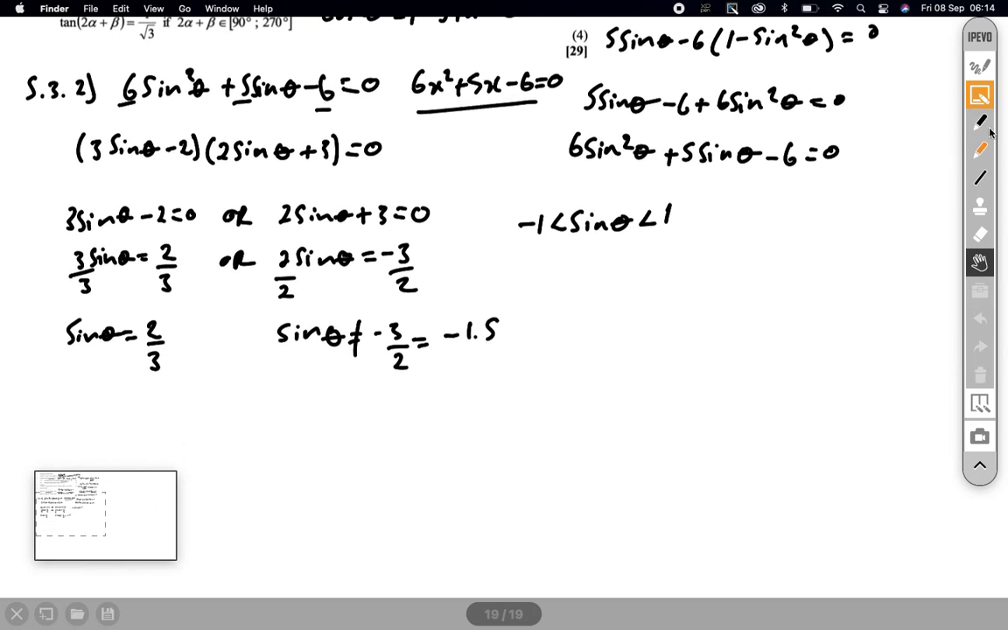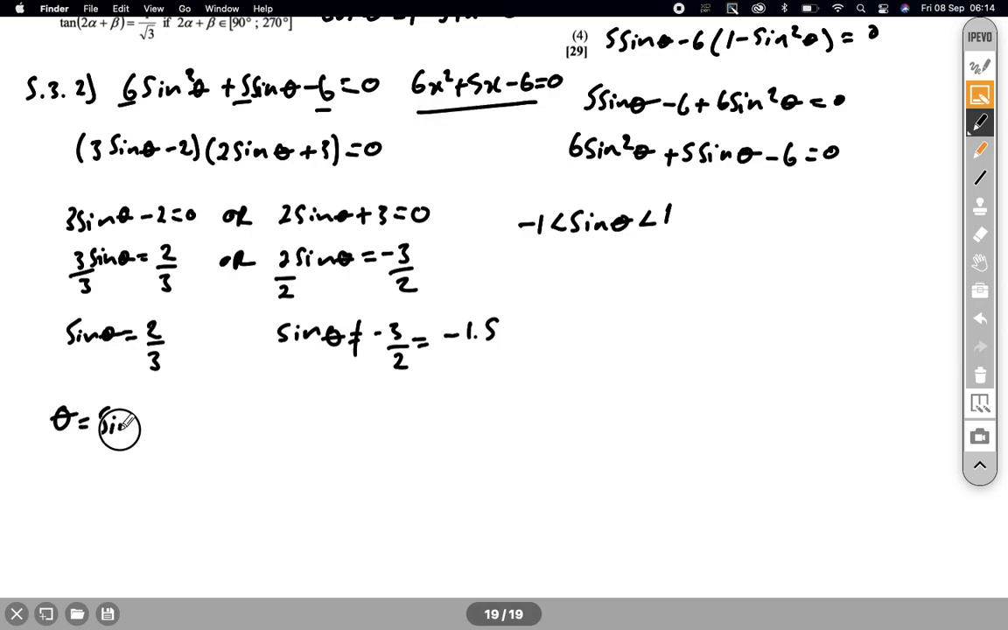So let's solve for the angle. So you're going to say theta is equal to arcsine, which you can find on your calculator. And this is going to give you theta is equal to 41.8. Now remember we need to go to our formula for the general solution. So 41.81 plus 360k.